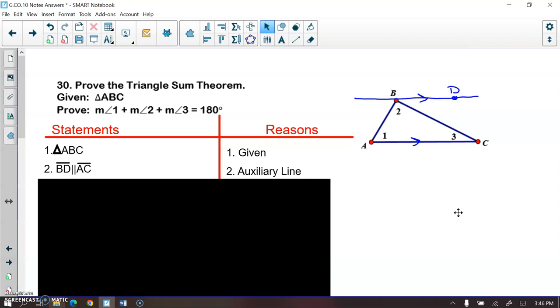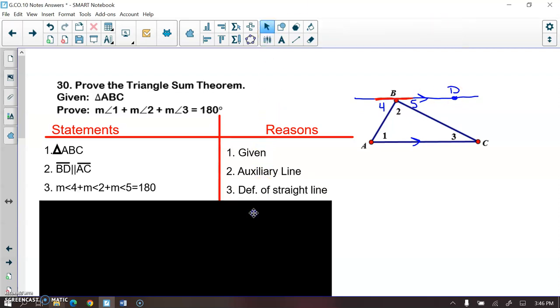Okay. I'm also going to label some new angles here. I'm going to label this angle 4 and this angle 5 because we're going to be using that. If you notice, angle 4, 2, and 5 create a straight line. So by the definition of a straight line, the measure of angle 4 plus the measure of angle 2 plus the measure of angle 5 equals 180 degrees.